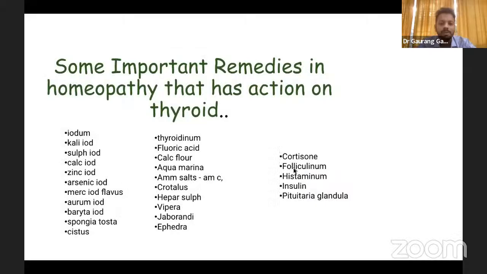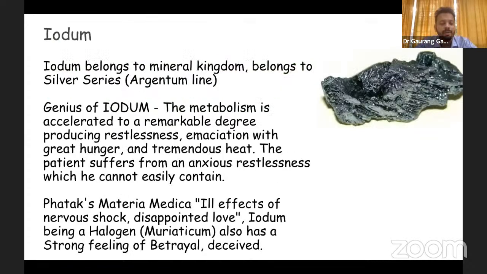In the last decade, we have treated a few cases of thyroid and other autoimmune and hormonal disorders, with some really satisfying results. I want to share with you some very interesting remedies which I've used. Maybe we can go to a few of these remedies. I wonder if I can change the slides. Can we go to the next slide?